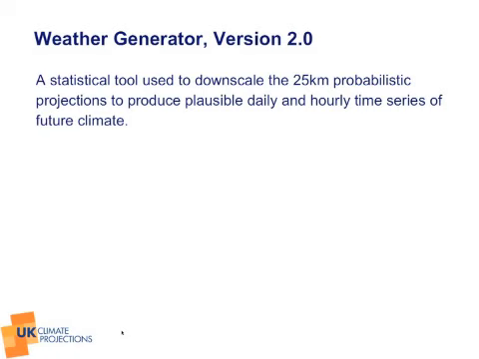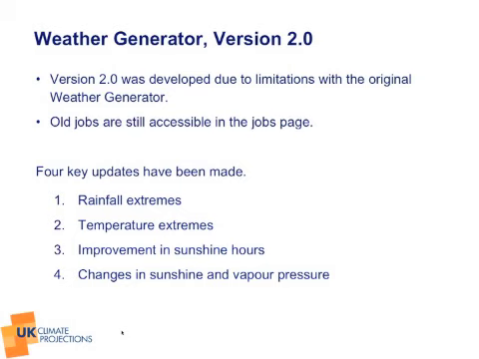The weather generator is a statistical tool that has downscaled the 25 km probabilistic projections to produce daily and hourly time series at a 5 km grid scale. A new version of the weather generator was developed because there were limitations with the original version that could be improved. Version 2.0 includes 4 major amendments and replaces the original weather generator. Old jobs can still be accessed, and requests can be made through the help desk to run a job through the original version. There is also guidance for the updated weather generator on the 09 website, which you can access from the home page.